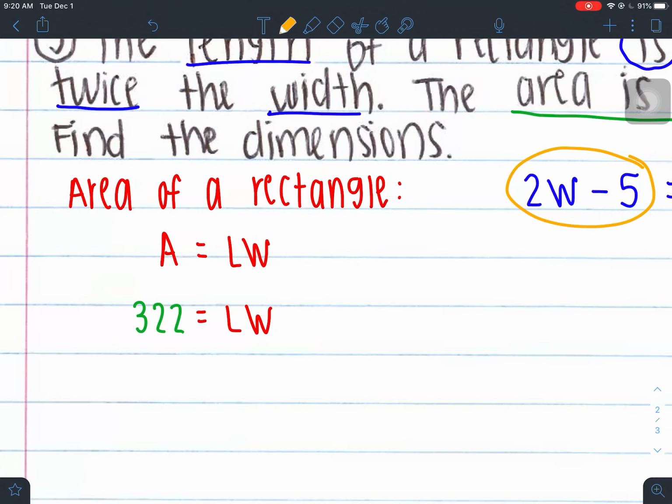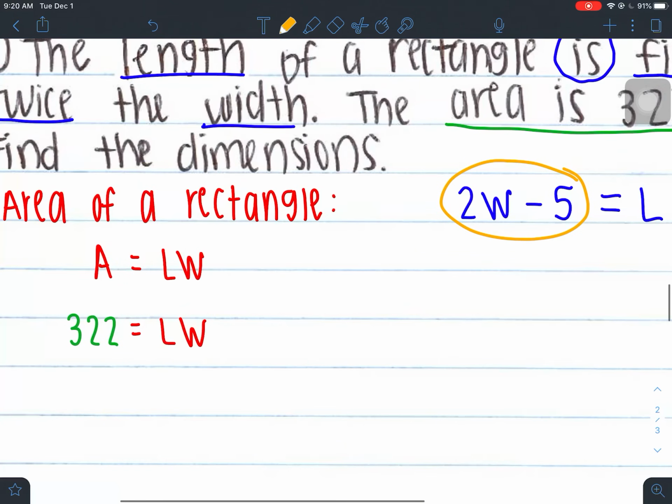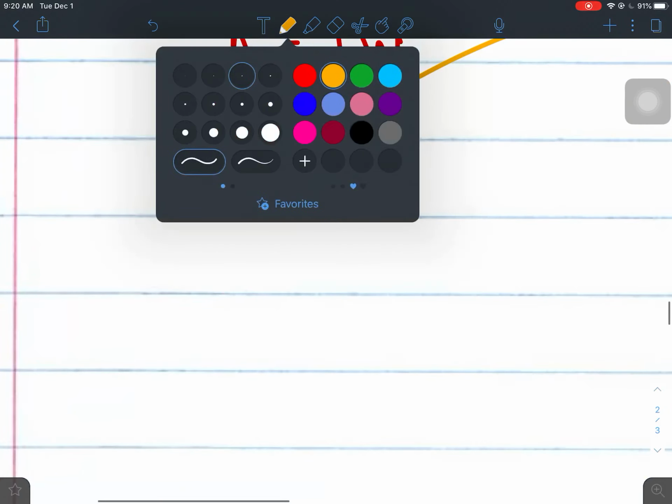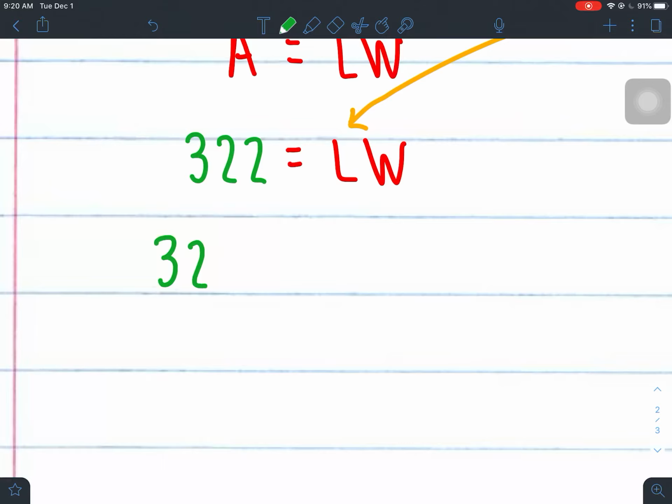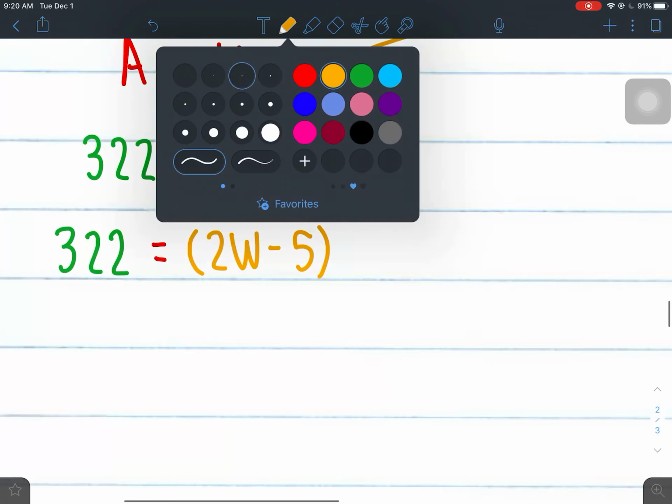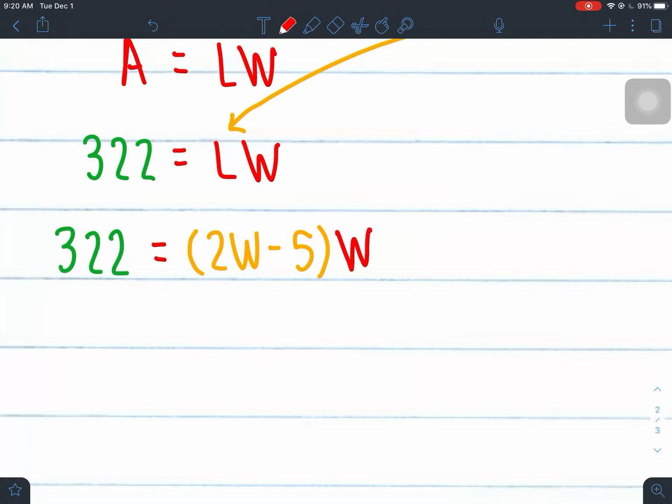The question is, do I plug in 2W minus 5 for L or for W? I plug it in for L because it says equals L. So I'm going to plug it in for that L. I'm going to write down what I have. So I have 322 equals, and anytime you plug something in, you always use parentheses. So we have 2W minus 5, and then times W on the end.